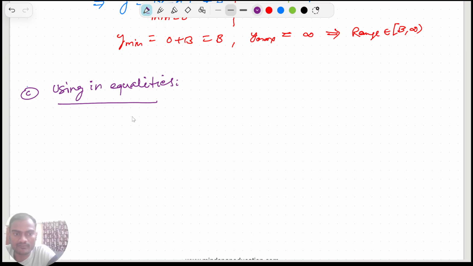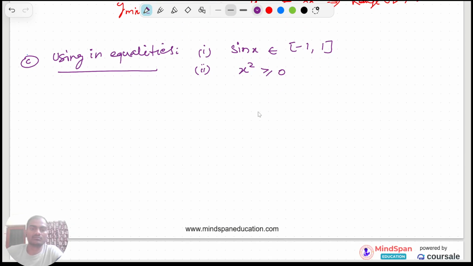What I am saying is, suppose we know that sin x always remains restricted in -1 to 1 as output. Okay, similarly other functions like x square always remain restricted above 0 or including 0, right?